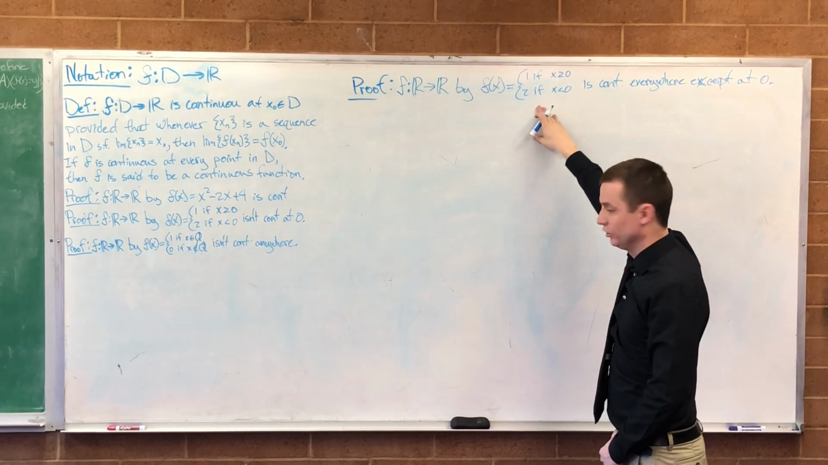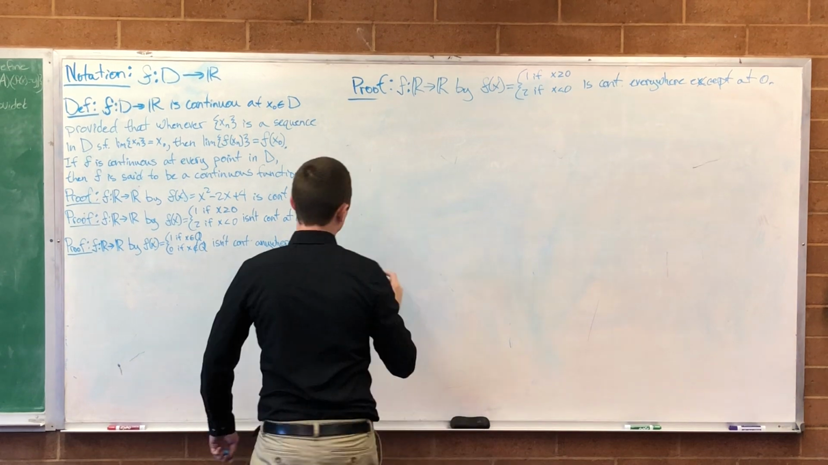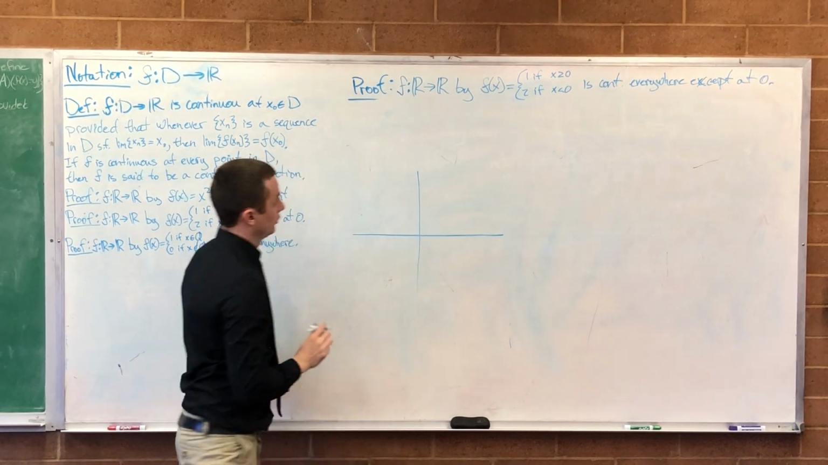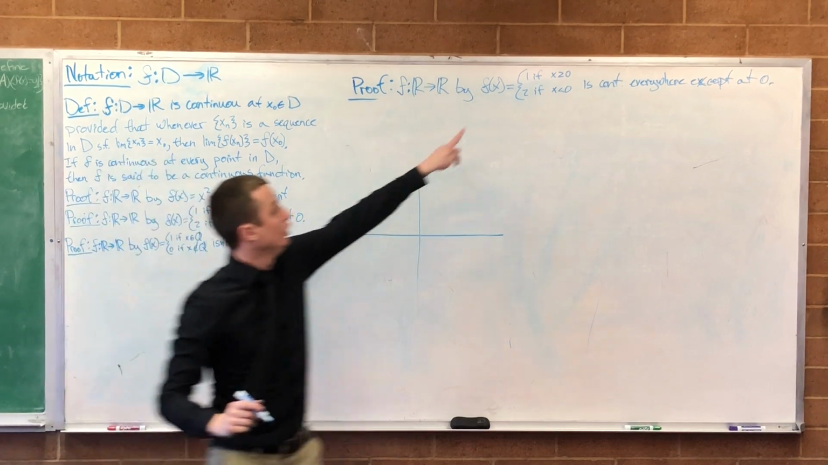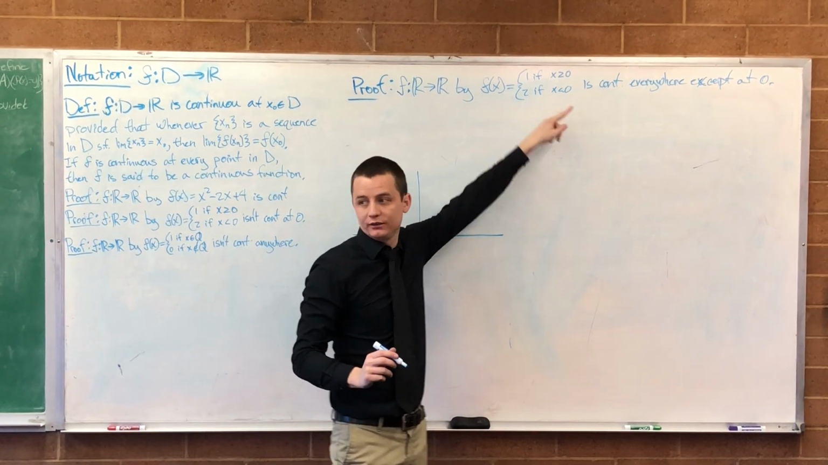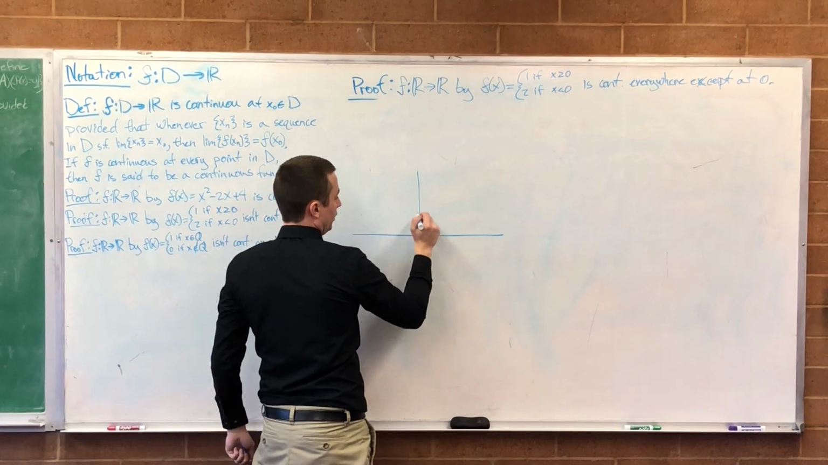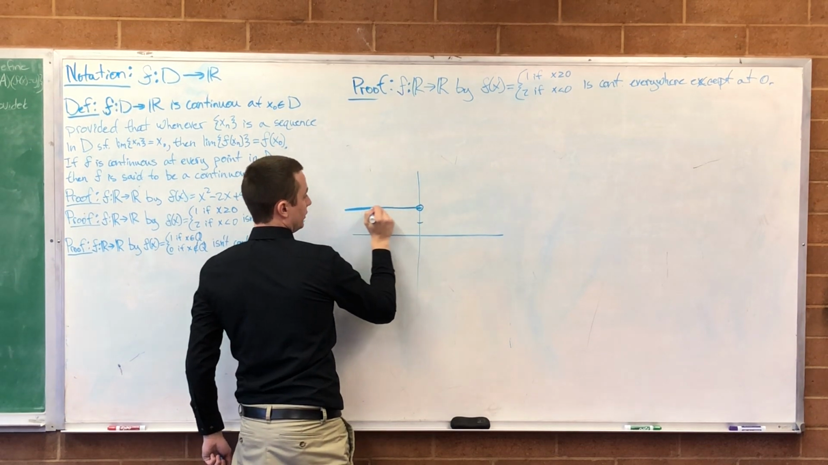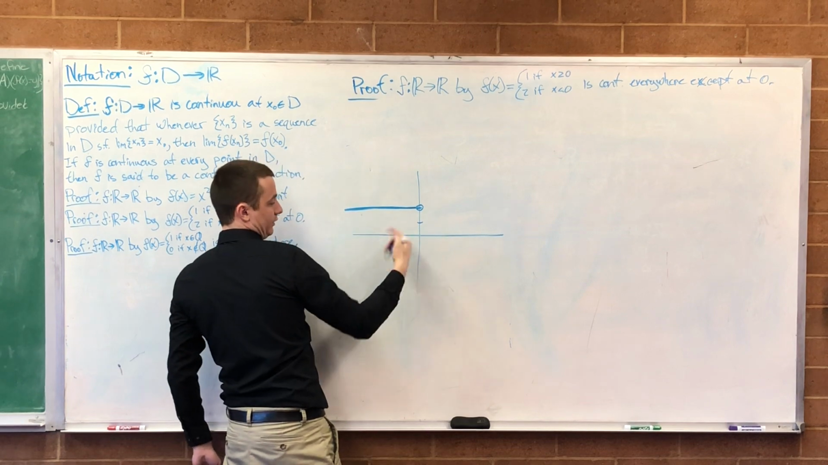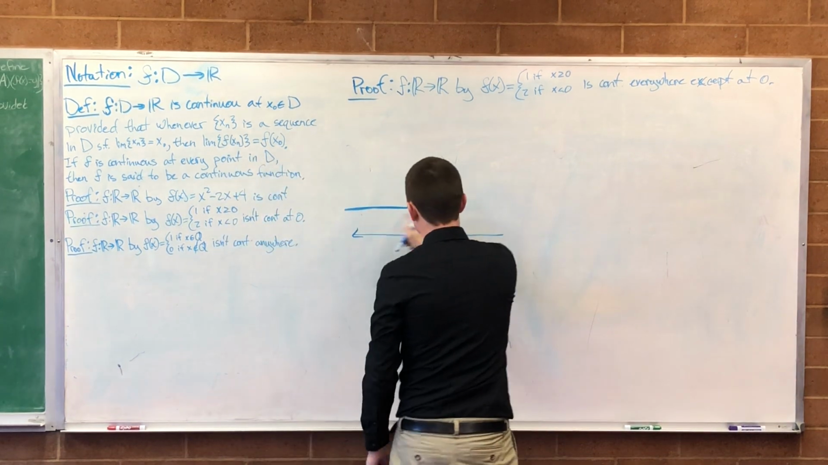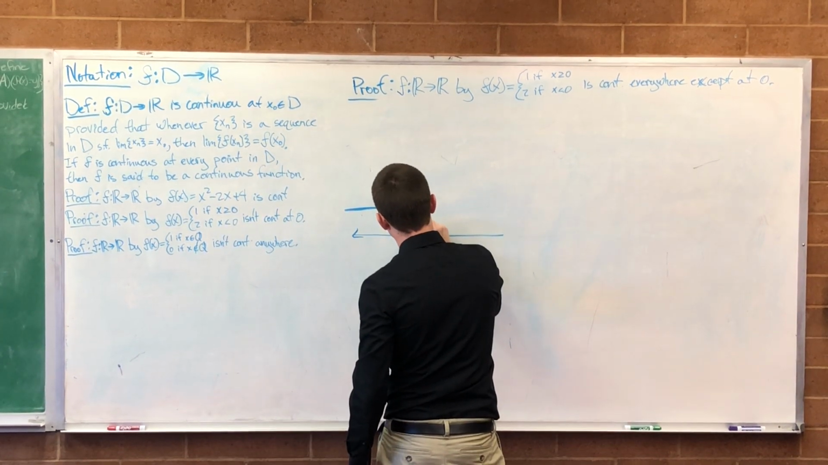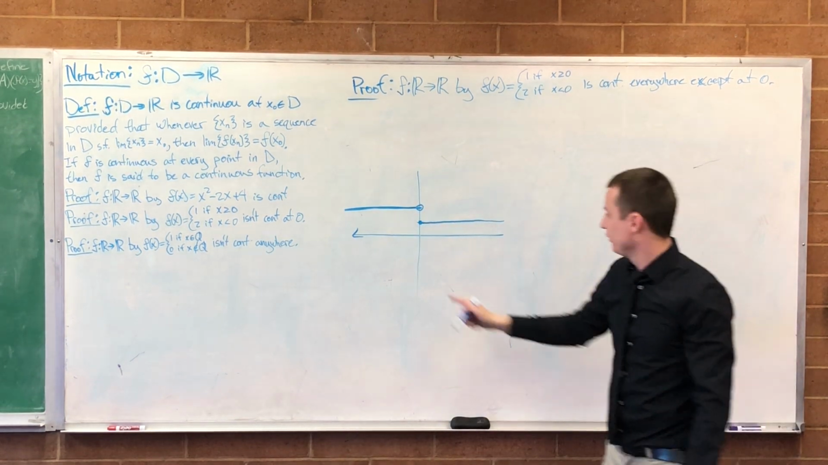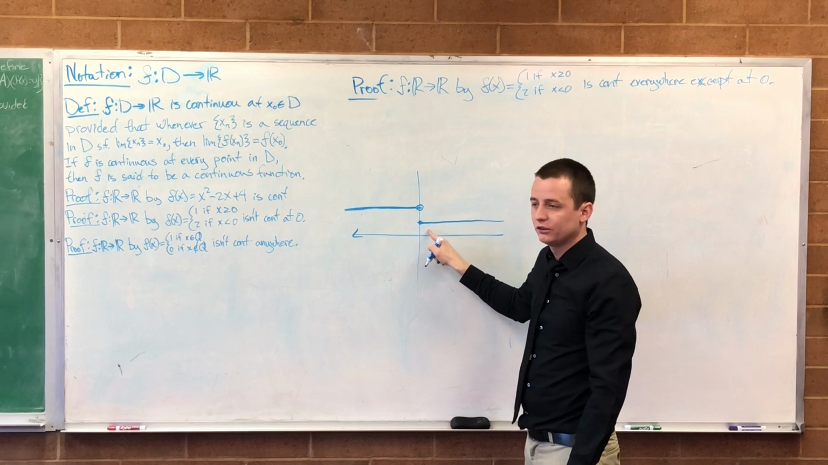And what does this function look like, by the way? Maybe some intuition for continuity. If we were to graph this function, what does it look like? It's 2 for all x less than 0, not including 0. And for all x starting at 0 and going to the right, it's 1. So if you graph our function, it looks like this. Notice it has a jump.